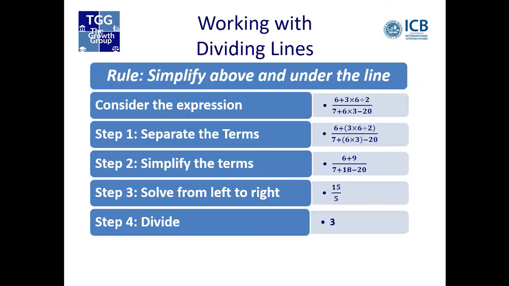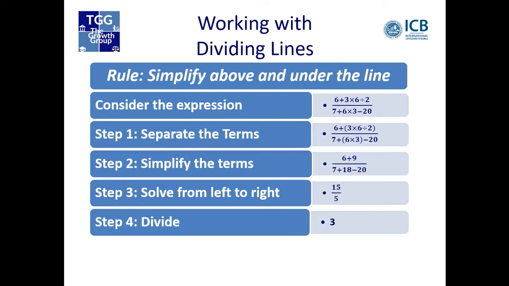So what about dividing lines? Well, the rule is simplify above and under the line. Before I even look at the expression, let me say the following. The line is really something that is a division sign. So really, if you had 6 plus 3 multiplied by 6 divided by 2 in brackets and then a division sign, 7 plus 6 multiplied by 3 minus 20, it would be exactly the same thing.